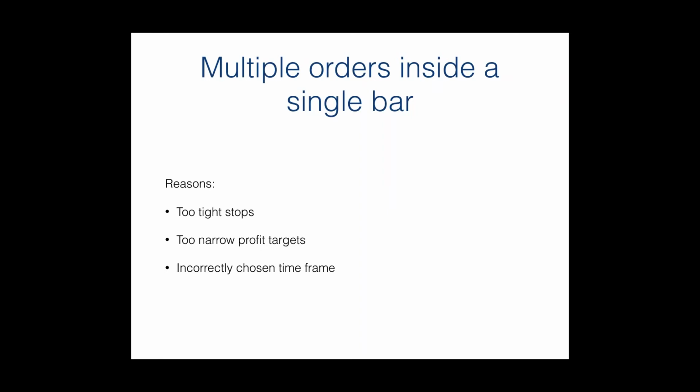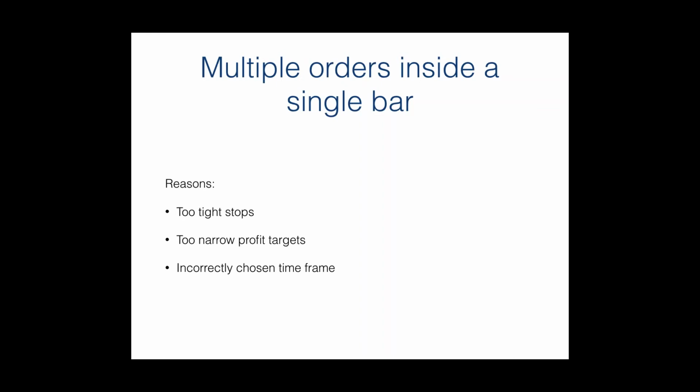Typical reasons which cause multiple orders to be generated in the same bar are too tight stops, too narrow profit targets, and an incorrectly chosen time frame. Normally, it may happen if the strategy uses a stop which distance from the entry price is smaller than the average range of the bars in the chosen time frame, or a target which is again smaller than the average range of bars in the chosen time frame.